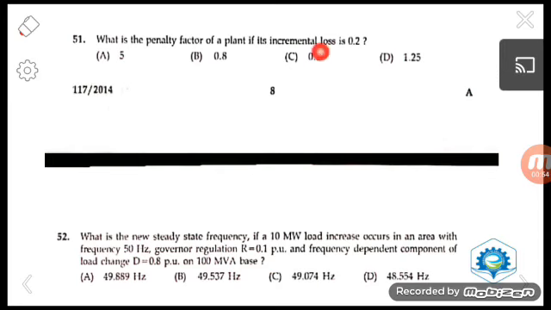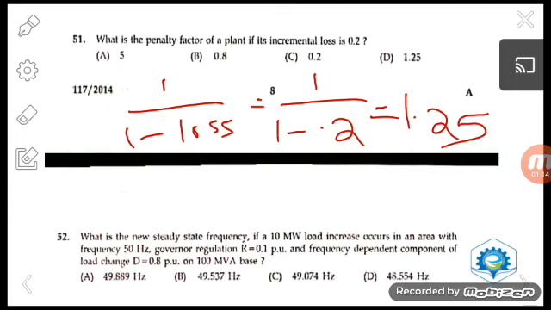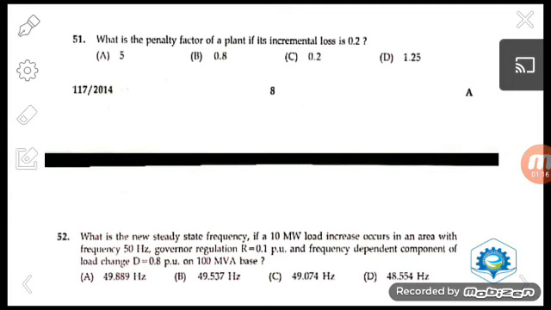What is the penalty factor of a plant if its incremental loss is 0.2? We know the equation for penalty factor is 1 by 1 minus loss. So here the loss is 0.2. So 1 by 1 minus 0.2, we will get 1.25. So the answer is option D, that is 1.25.